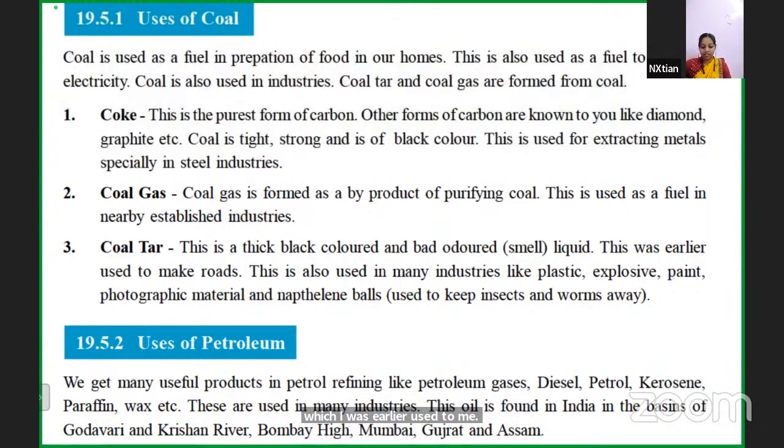This is also used in many industries like plastic, explosives, paint, photographic material, and methylene balls, which are used to keep insects and worms away. So coal tar is used in all of these things. So these were some uses of various components of coal.